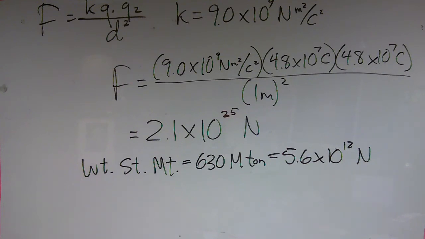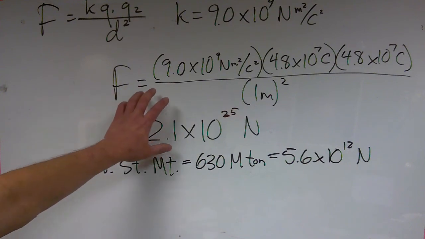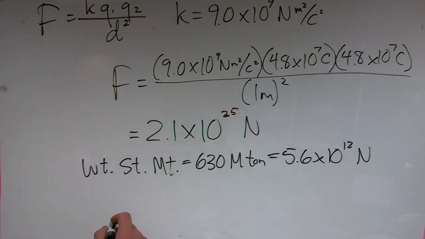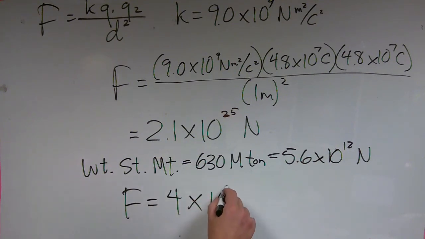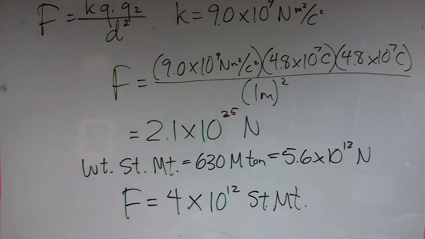To find what this force is between our 2 kilograms in Stone Mountains, just divide this by this, and when you do that, it's about 4 times 10 to the 12, 4 trillion Stone Mountains. So amazingly, if you could magically switch off the charge on the electrons in each of our kilograms, being a meter apart, they would repel each other with a force that's about 4 trillion times the weight of Stone Mountain. So it's a really strong force.